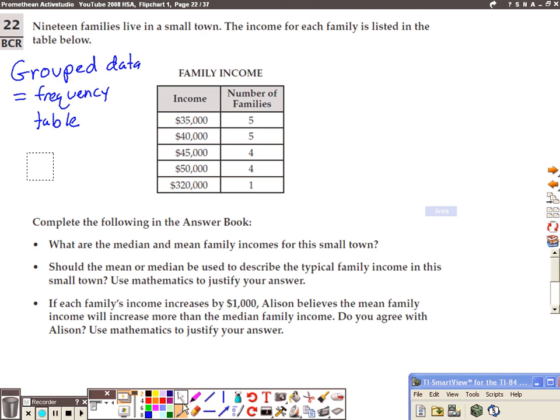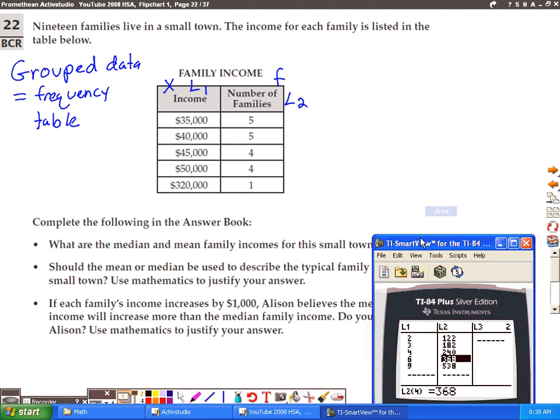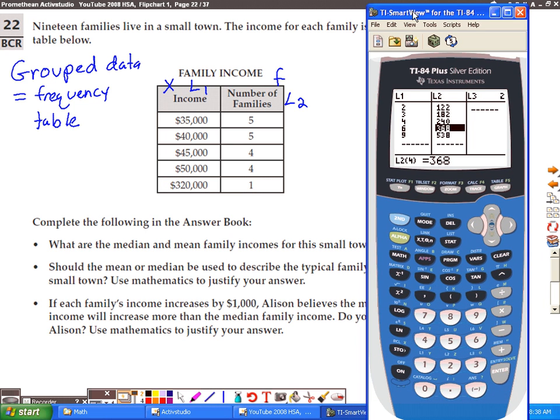What we're going to do is pick up our calculator and use the fact that it's grouped. So X is our income, and we're going to type that into L1. Number of families is the frequency of each income, and we're going to type that into L2. Remember, to get to our table, we go to Stat Edit. If you already have some data entered in your calculator, you're going to press Clear and Enter to clear out any data. And then we're going to type in our data.